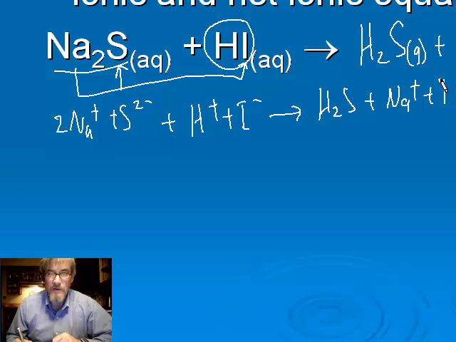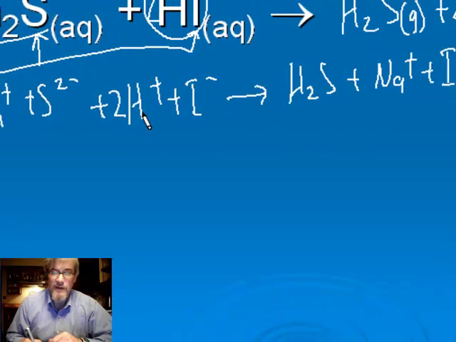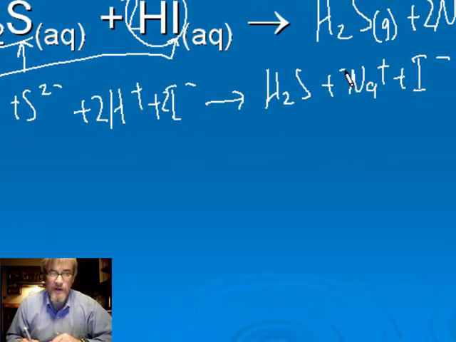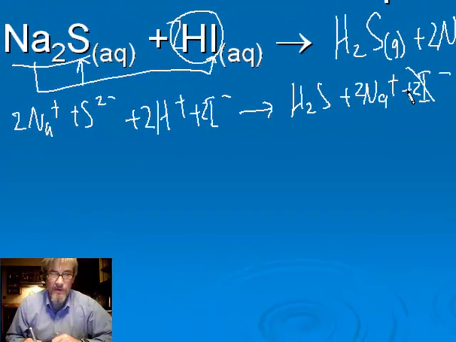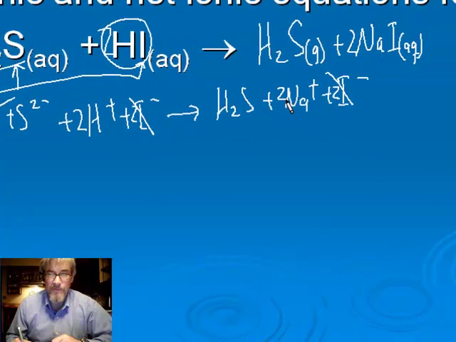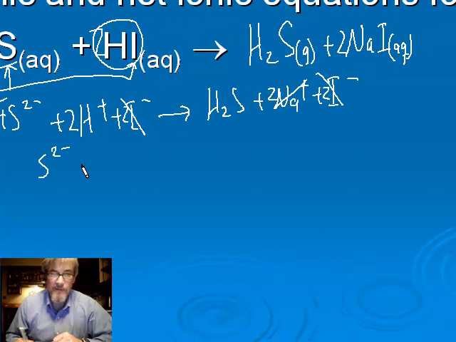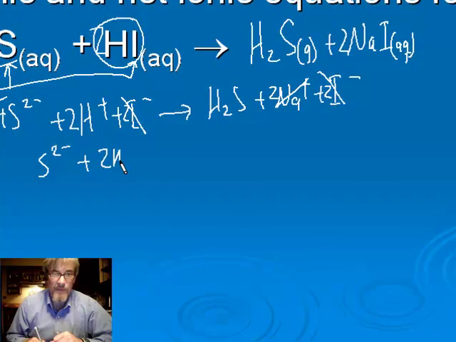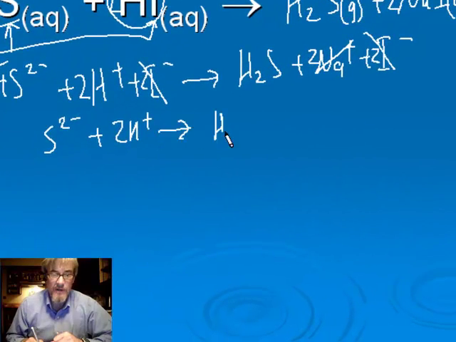I haven't balanced here. I should go back and do that. To balance this, I'd have to put a 2 in front of NaI, and that would require a 2 in front of HI. Well, that changes my ionic equation as well. I need a 2 here and here. I'd also need a 2 here and here. Net ionic equation. 2 iodides cancel out. 2 sodiums cancel out. My net ionic equation is S2 minus plus 2H plus gives me H2S.